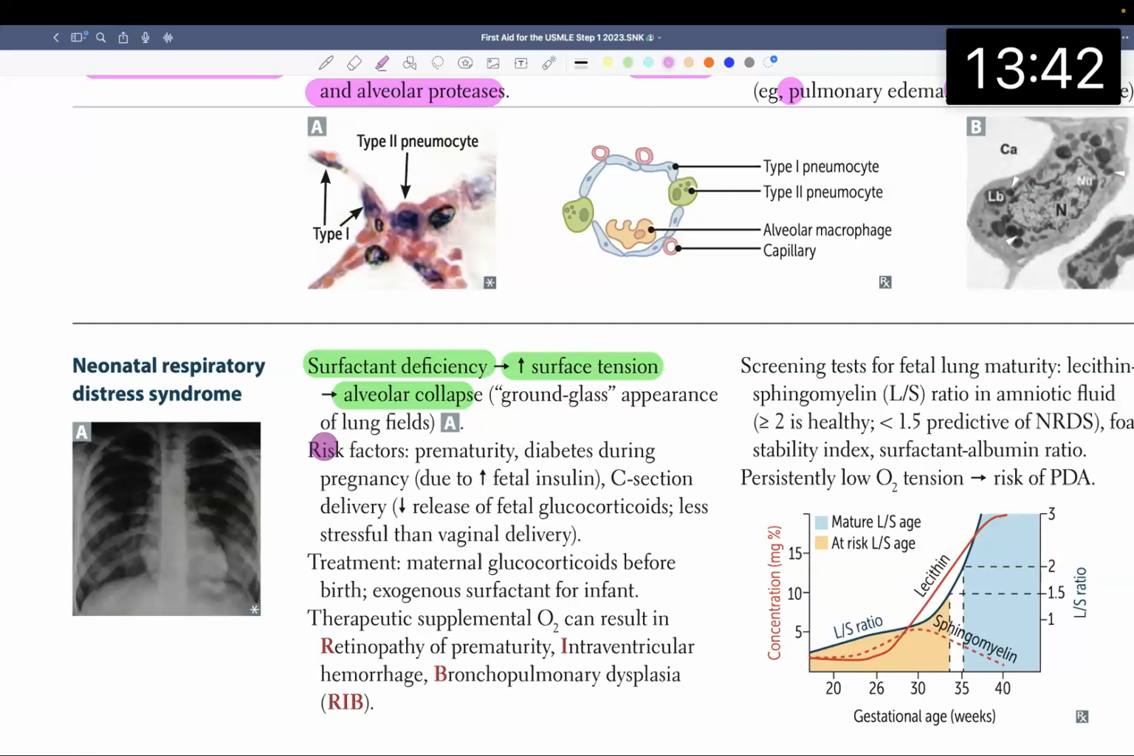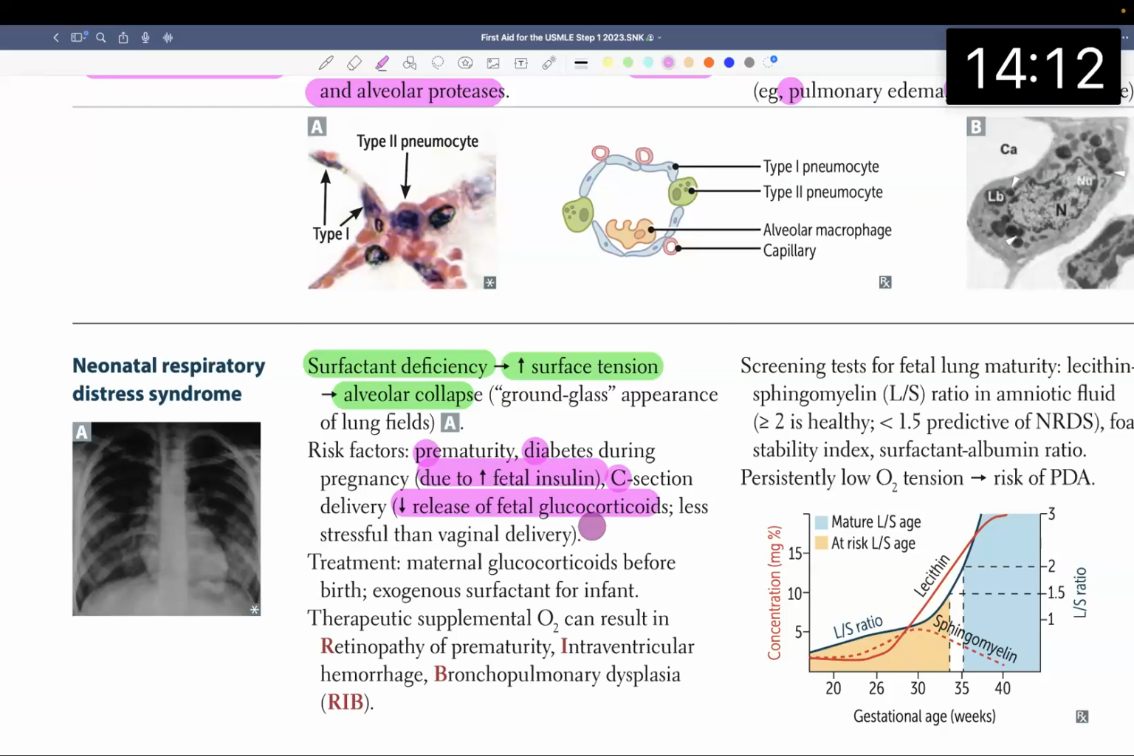We have prematurity, diabetes during pregnancy due to increased fetal insulin, and C-section delivery. With C-section delivery, there's decreased release of fetal glucocorticoids, since it's less stressful for the baby than vaginal delivery, so the lungs are not maturing as much and not producing as much surfactant.